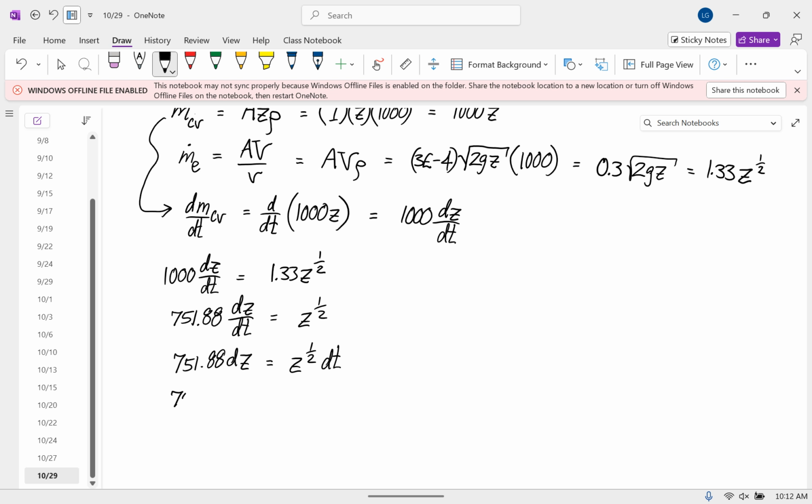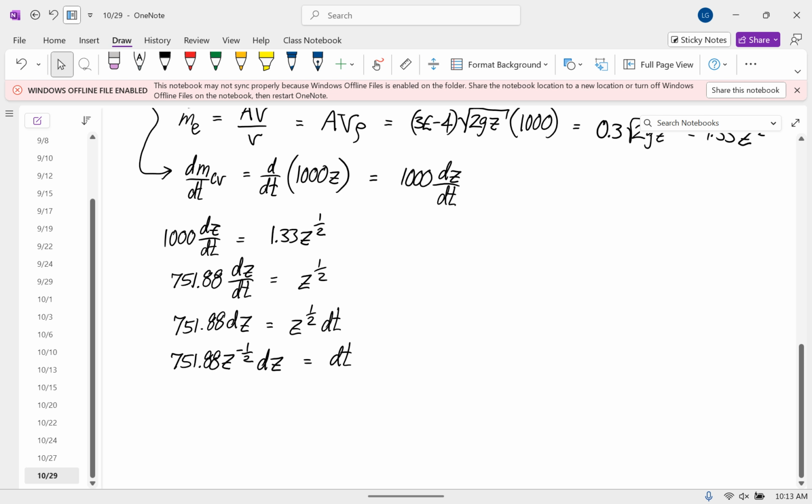So this is 751.88 z to the, in order to move that over, I have to multiply both sides by z to the negative 1/2. So this is z to the negative 1/2 dz is equal to dt. And now that I have only z stuff and a dz on the left side and only t stuff on the right side, I can integrate both sides. This, as always, is from state 1 to state 2. This is from state 1 to state 2.